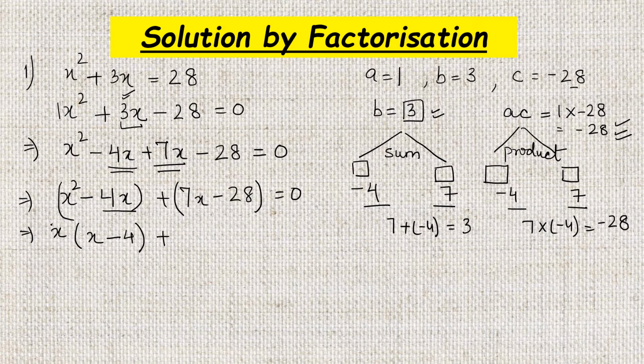Plus, from this second bracket, what can I take out common? 7. What is left here? x minus 28. From 28, how can I write 28? It is 7 into 4. So 7 is taken out. What is left? 4. Can you see these two brackets are same? These two same brackets will tell you that your factorization is correct.